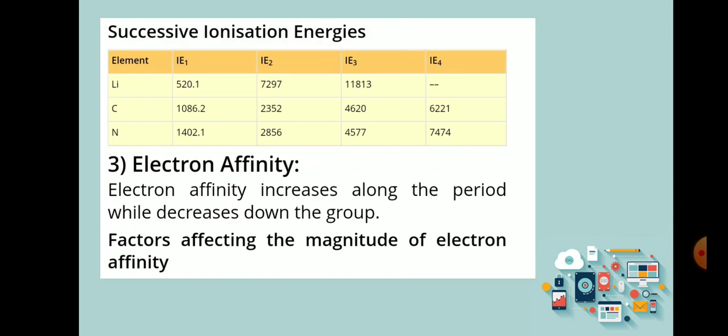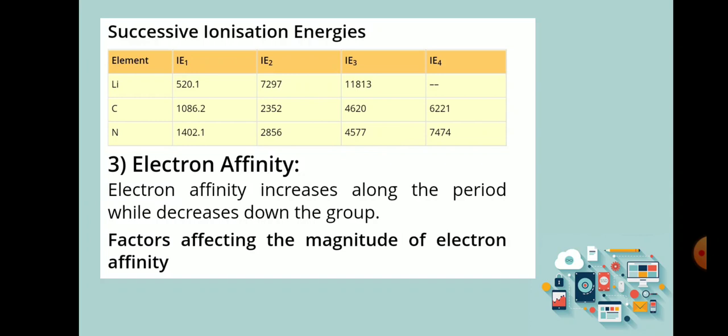Successive ionization energies. Elements with their successive ionization energies. Lithium having the ionization energy 1 as 520.1, and ionization energy 2, its value is 7297. Ionization energy 3 has the value 11,813. Ionization energy 4 has a value almost more compared to the ionization enthalpy of 3.